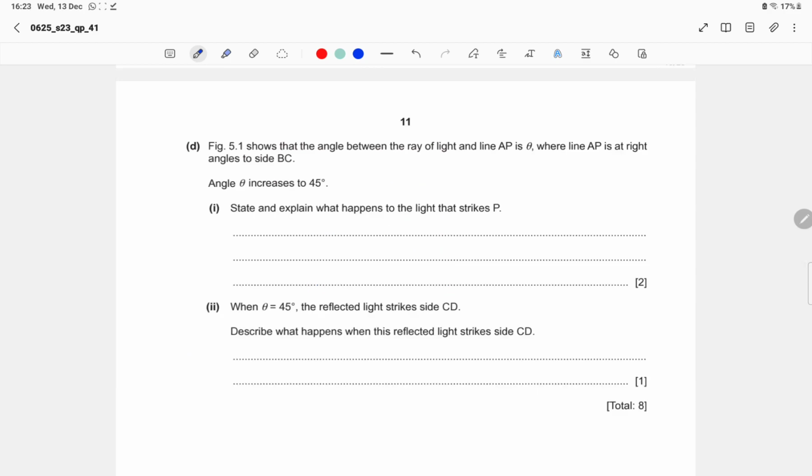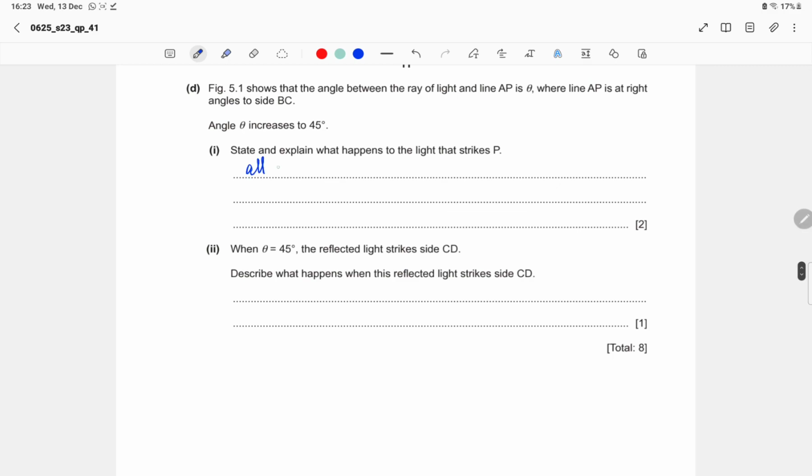Figure 5.1 shows that the angle between the ray of light and the line AP is theta, where the line AP is at a right angle to side BC. Angle theta increases to 45 degrees. State and explain what happens to the light that strikes P. So all the light is going to be reflected. Secondly, the angle of incidence is greater than the critical angle, so it means that all the light is going to be reflected rather than refracted.